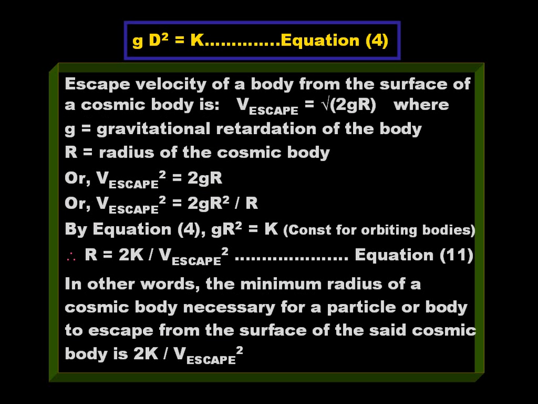Escape velocity of a body from the surface of a cosmic body is V escape is root 2gr, where g is gravitational retardation of the body and r is the radius of the cosmic body. Or V escape square is 2gr, or V escape square is 2gr square by r. But by equation 4, gr square is k, therefore r is 2k by V escape square. In other words, the minimum radius of a cosmic body necessary for a particular body to escape from the surface of the said cosmic body is 2k by V escape square.